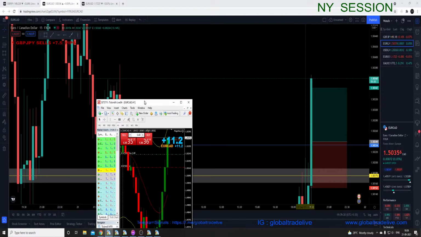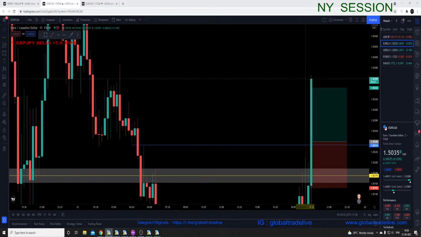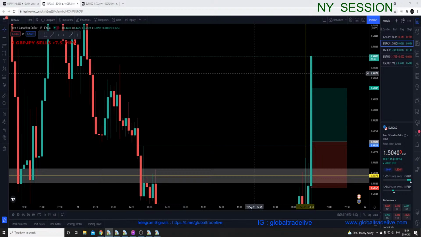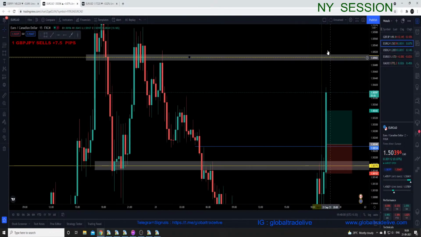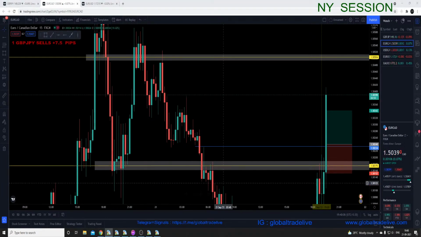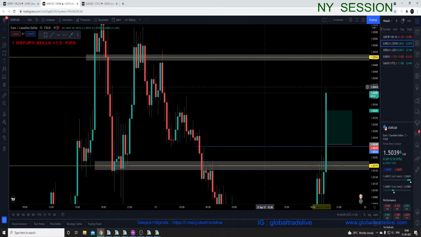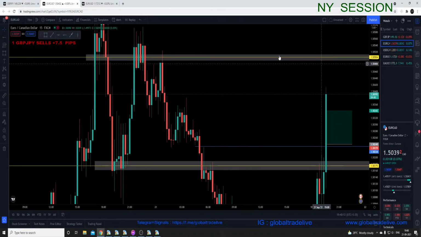Look at this, it's running here. 13.5 pips right now, 14 pips, 15 pips. Oh nice, 16 pips. Damn, it's huge. It's just running like, nice. This area is coming, guys. Keeping stops at break even now. Don't want to take any risk. So we'll be waiting for this area to tap.